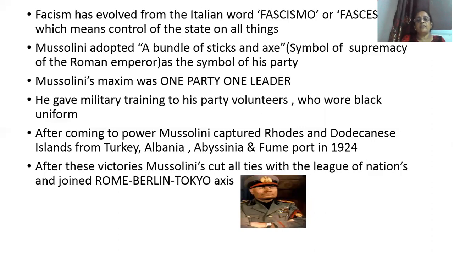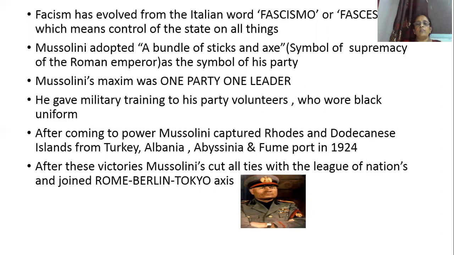So which places were captured by Mussolini? Rhodes and Dodecanese from Turkey, Albania, Abyssinia, and the Fiume port in 1924. After these victories, Mussolini cut all the relations with the League of Nations. At the end of the First World War, in order to establish peace and security in the world, an organization was established. Its name was the League of Nations. One of the conditions of the League of Nations is that its members could not capture or attack other countries. So when he captured all these places, he cut all the relations with the League of Nations.